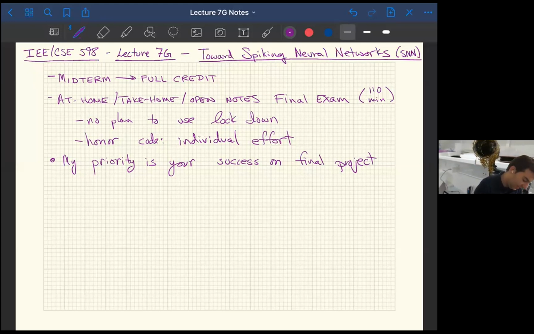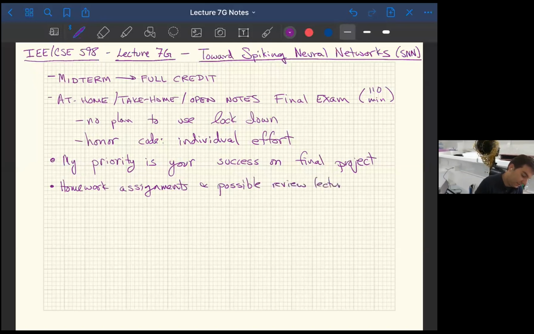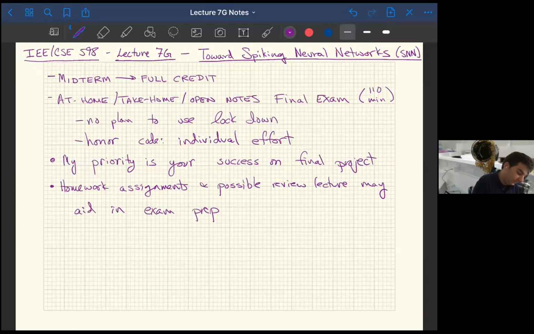And then I'll also add this: homework assignments and possible review lecture may aid in exam prep. No, it's supposed to be prepped. Okay.